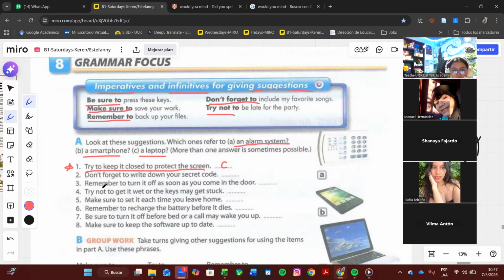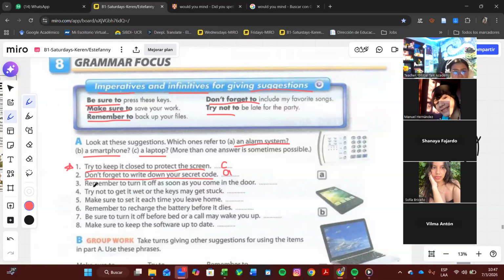Then we have the second one. Don't forget to write down your secret code. So, Sophia, what do you think? The system or the laptop. Right? It could be both. But in this case, maybe an alarm system, maybe. Thank you for saying that. In the computer, we also have like a secret code. And also even the cell phone, we can have like a secret code. So don't forget to write down your secret code.